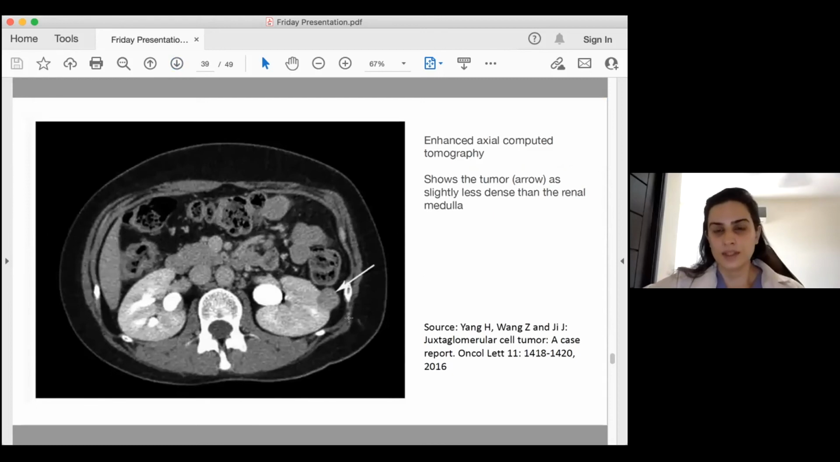When we observe this enhanced axial computed tomography, we see a tumor here, which is slightly less dense than the renal medulla. The way we are able to differentiate it is that in Page kidney, the collection is subcapsular, causing an anterior and medial compression of the renal parenchyma. Here, on the other hand, this mass seems to be pointing away. It's almost protruding away from the parenchyma and is not causing such a strong or dramatic compression of it. It seems slightly exophytic in nature, because you see it protruding outwards into the perirenal space.